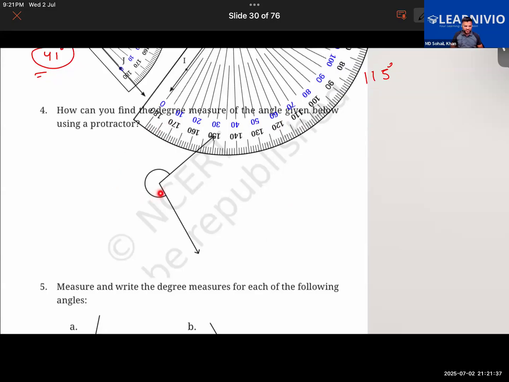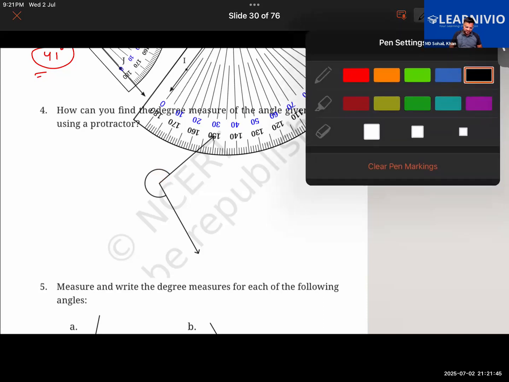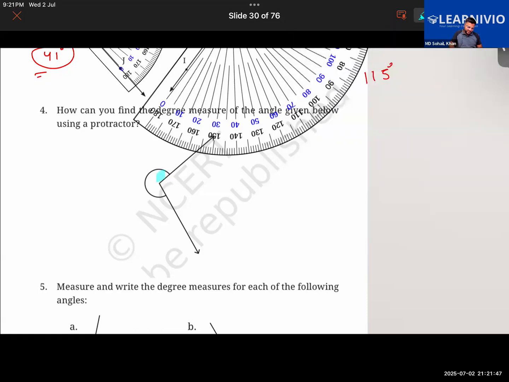How can you find the degree measure of the angle given below using a protractor? Sir, it is a very interesting question. Obviously, this is not 100 degrees, so you have to measure this one. What do we call this type of angle? Is it a complete angle, a reflex angle? It's a reflex angle. Very good.